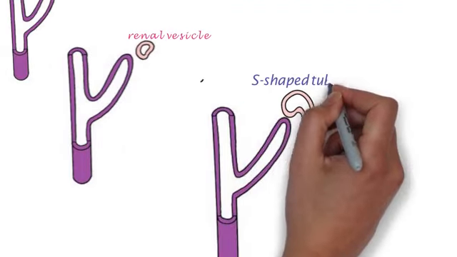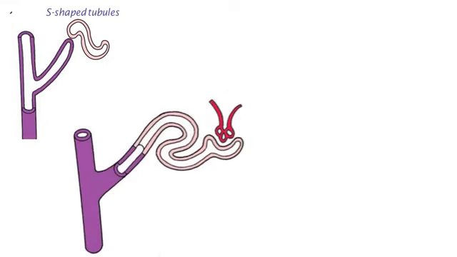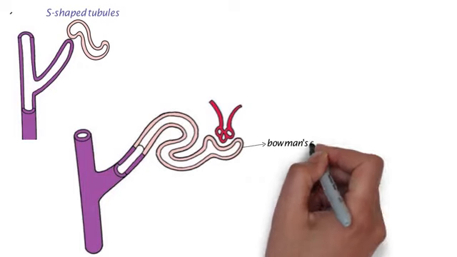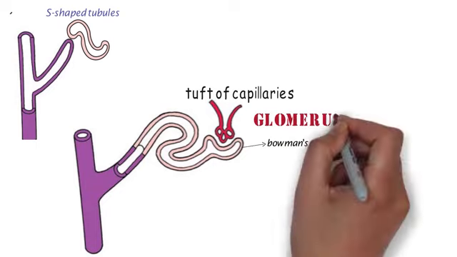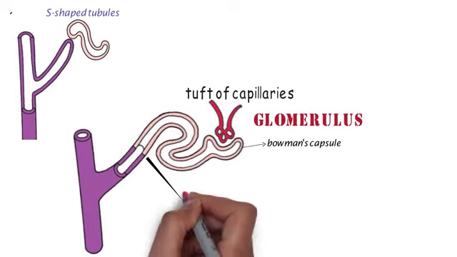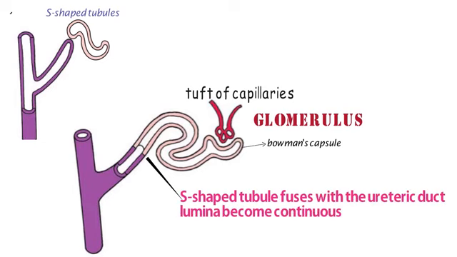This small renal vesicle gives rise to a small S-shaped tubule. One end of this small S-shaped tubule expands and forms a cup-like structure that is known as Bowman capsule. And the Bowman capsule acquires a tuft of capillaries which will form glomerulus in future. The other end of this small S-shaped tubule joins the collecting duct, and the lumen of the collecting duct and the lumen of this small S-shaped tubule become continuous. This is an important event in the formation of nephron.